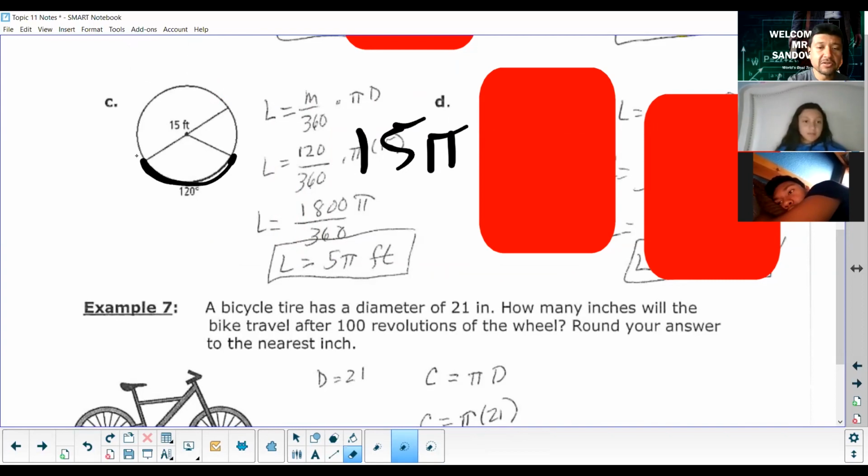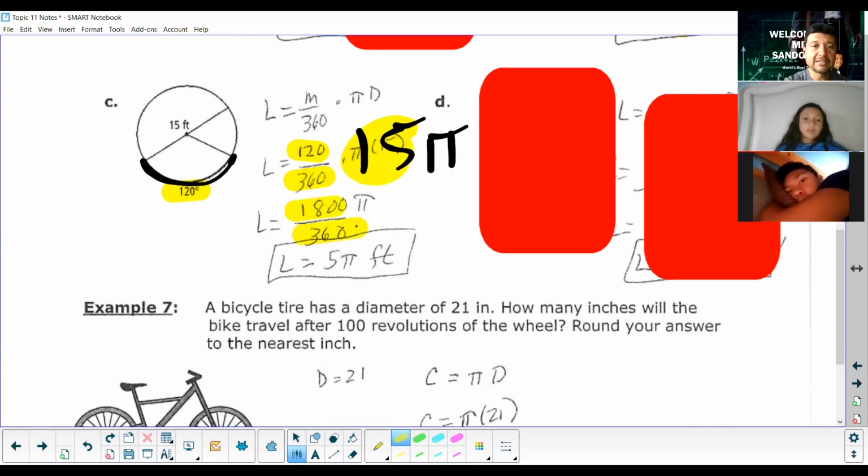So as a result, you see this 120 that's right here? I'm going to take that 120 and place it here and divide it by 360. And so this is like a third. It's almost like a pizza. You only take a third of a pizza slice. That's exactly what it means. So 120 times 15 is 1800, and then 1800 divided by 360 is 5. 5 pi. Okay, good.